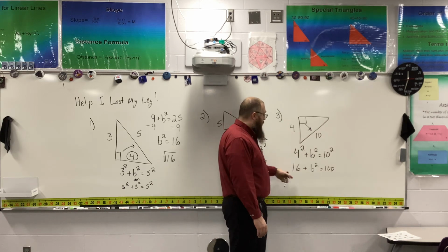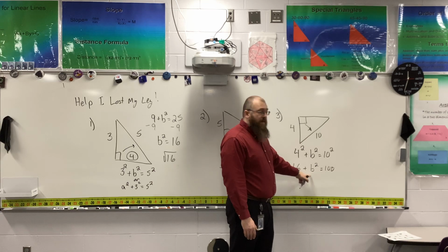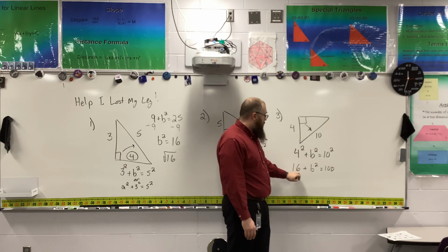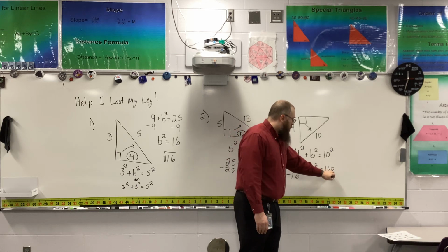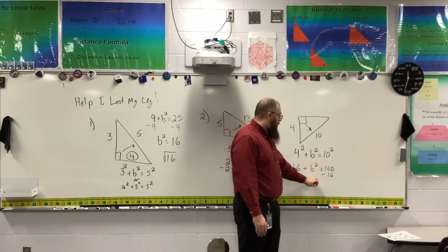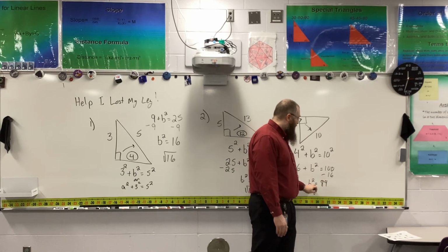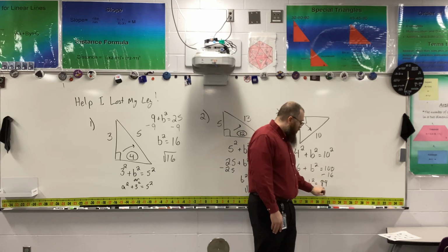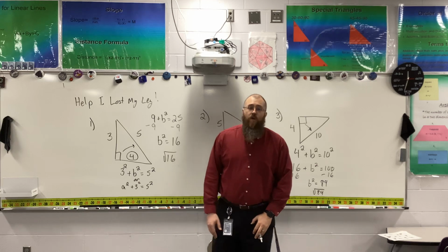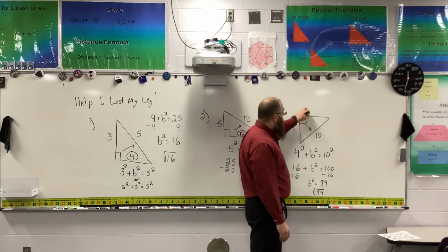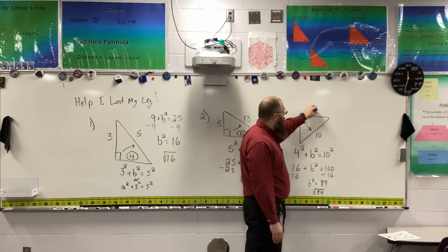To find my missing leg, because I have my leg and hippo again, I'm going to have to subtract my 16 across. This time, when I subtract it across, I get 84. Now, 84 is not on my list of perfect squares. So when you're writing these on a sheet from Mr. P, you're going to write in the square root of 84.